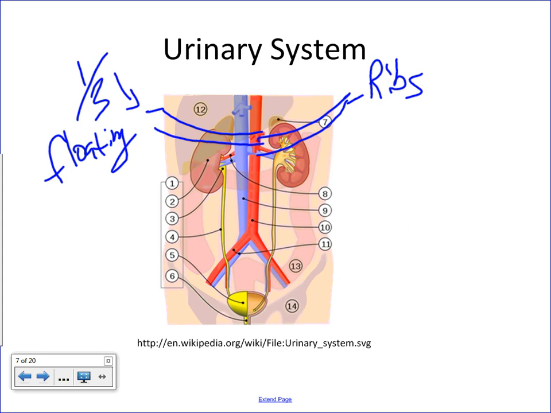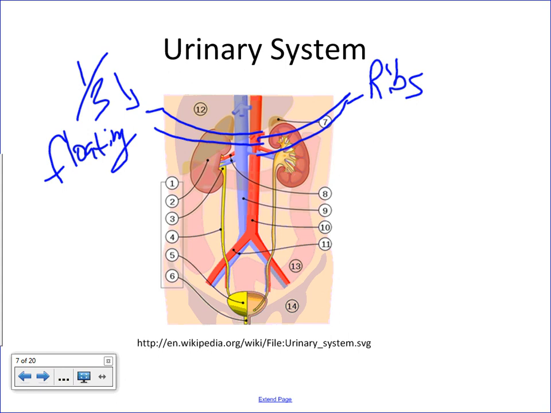Sorry, the floating ribs. Remember, the floating ribs are the bottom pair of ribs, ribs 11 and 12 on each side, that are not attached anteriorly to anything. On the vertebral aspect, they're obviously attached to the vertebrae, but there is no anterior attachment to the costal cartilage of rib 7 or any of the other costal cartilage of the sternum. So as a result, they're just kind of floating there in the abdominal thoracic area.